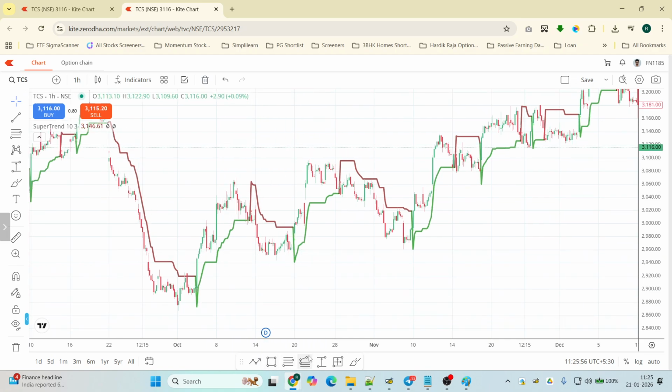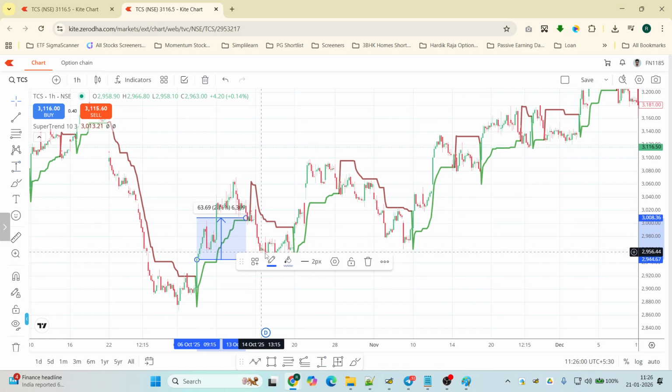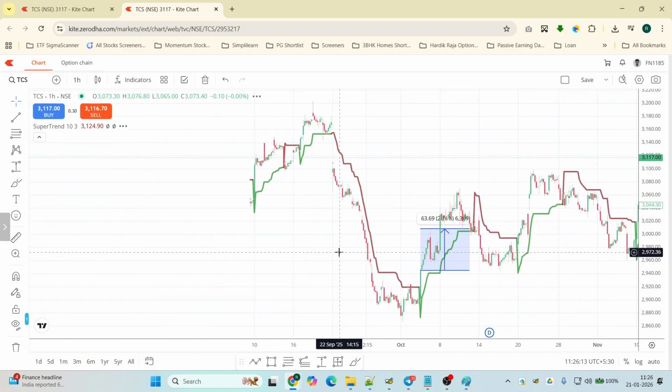And even in this place, guys, if you had entered somewhere around here, you would have still got 2% return. So 6 to 13th October, which is hardly 7 days. Within 7 days, you would have got 2% returns, guys.